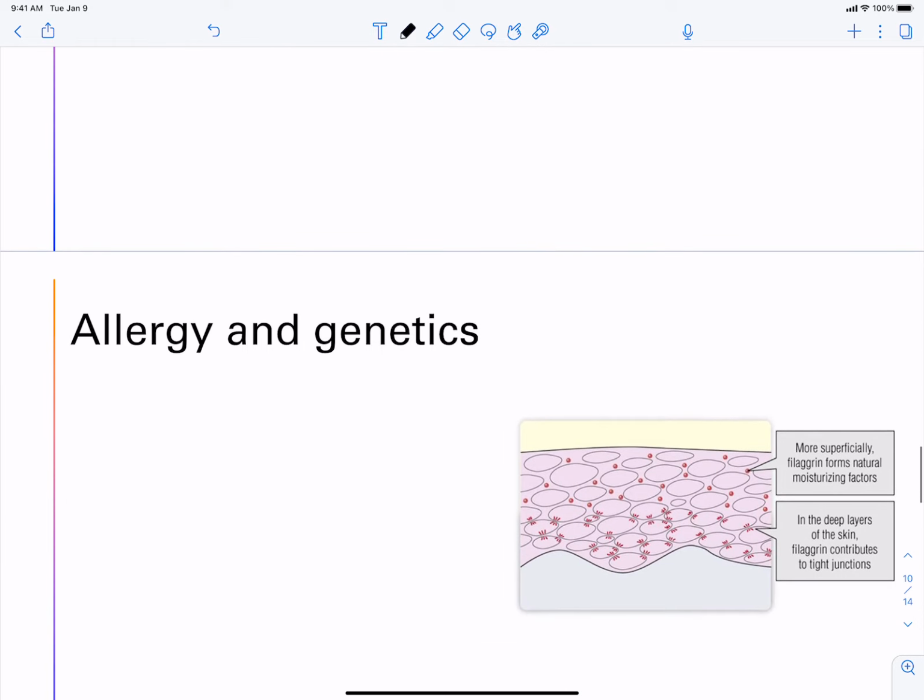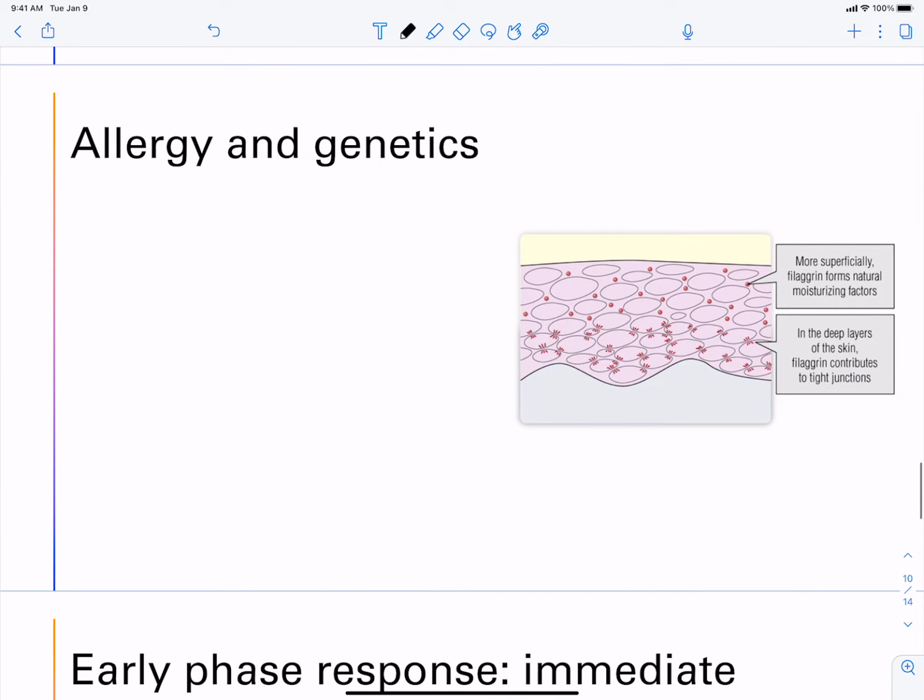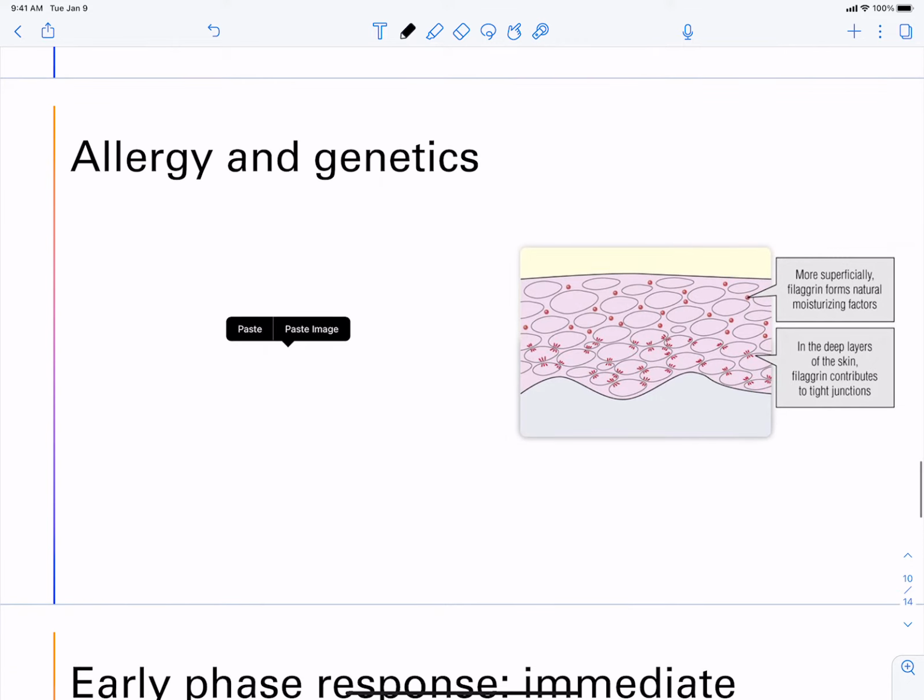But there are other reasons why we want to have a clean environment. Pathogens can kill us, so it's weighing the risks of both of those types of scenarios. Okay, so we do have a particular protein, and this particular protein has different polymorphisms in people, and some of those lead to allergies. So you have filaggrin, which is shown here.